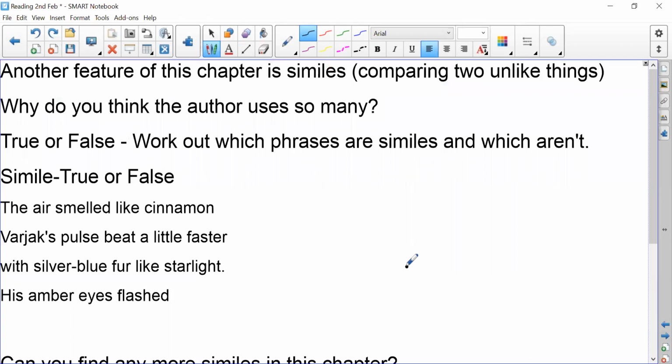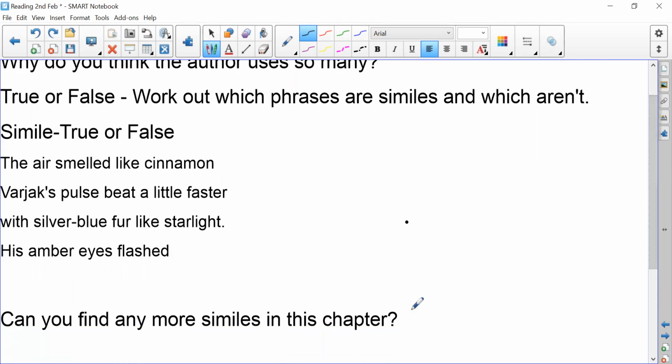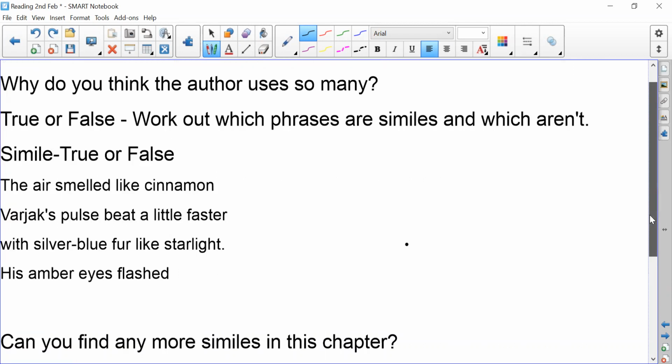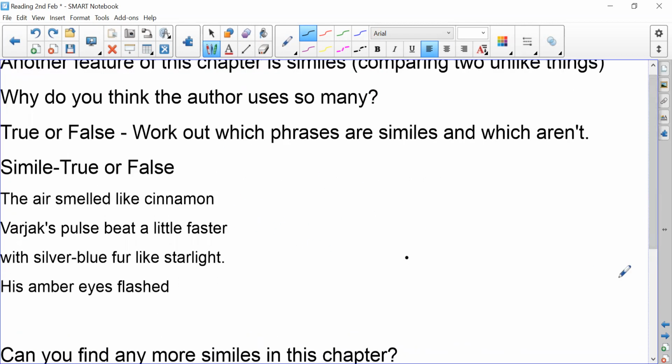Then another feature of the chapter is similes, comparing two unlike things. Why do you think the author uses so many? True or false, work out which phrases are similes and which aren't. You just need to write a true or a false next to it. The air smelled like cinnamon. Varjak's pulse beat a little faster. With silver blue fur like starlight. His amber eyes flashed. Can you find any more similes in the chapter? Again, this is all on the Teams assignment that you can fill in.